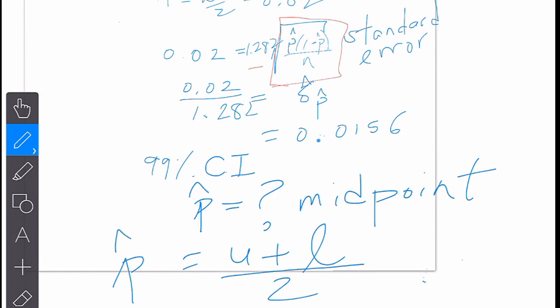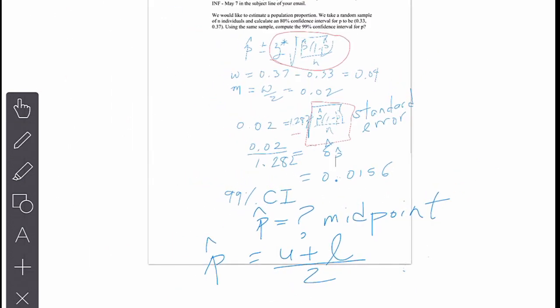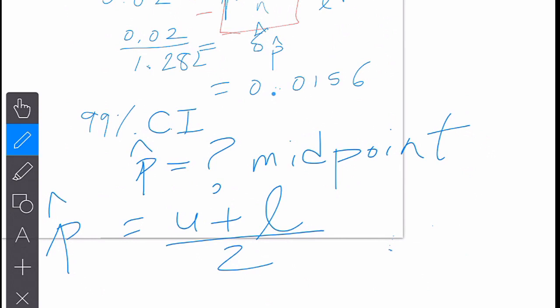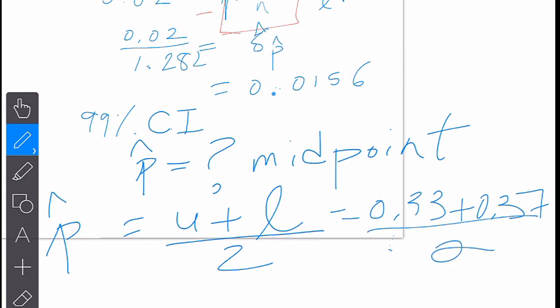So that's going to be 0.33 plus 0.37 divided by 2. Was this hard? It's not hard when you see the answer. If you understand the idea of the interval, I hope now you understand it. So 0.33 plus 0.37 divided by 2 will give you the value of p hat. It's evenly between those two.